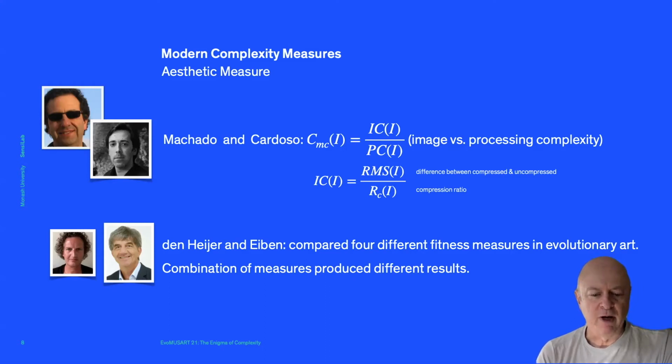The first is the measure proposed by Machado and Cardoso that defines the complexity of an image as the ratio of the image complexity to the processing complexity, with image complexity defined as the ratio of the RMS error of the compressed and uncompressed versions of the image and the amount of compression achieved on the image. And here for compression, we're talking about a lossy compression system such as JPEG. The reason these are used is that they are considered a reasonable proxy for information complexity. And several years ago, den Heijer and Eiben used 4 different aesthetic measures in a simple evolutionary art system to see how effective each measure was as a fitness measure, including the Machado-Cardoso measure.